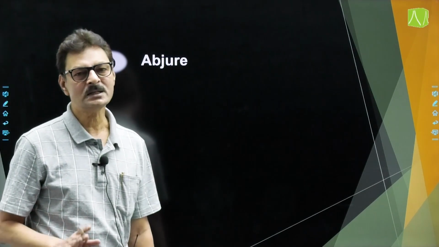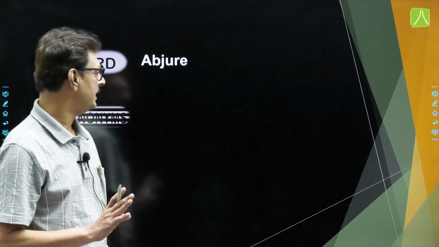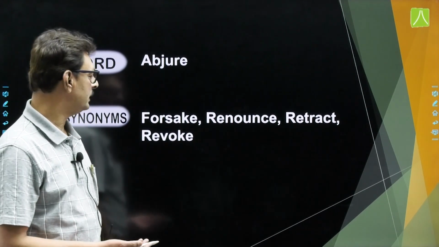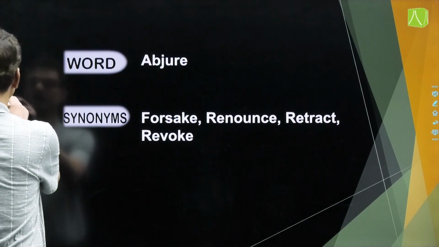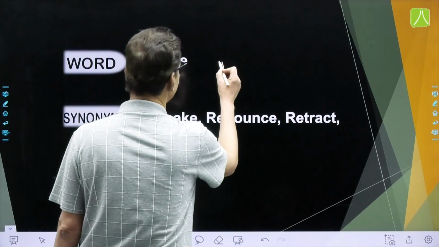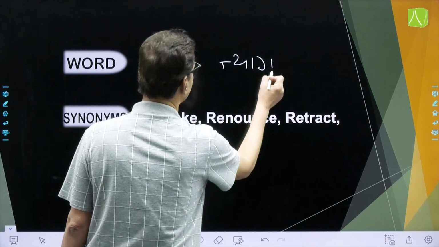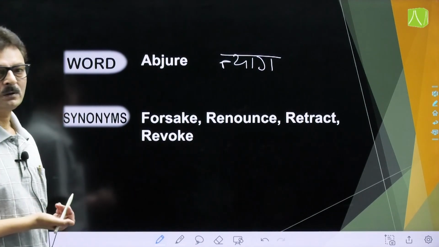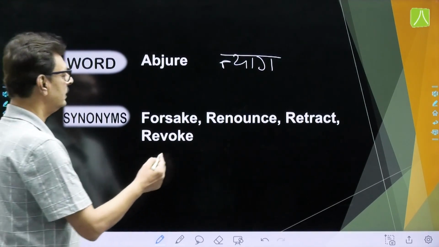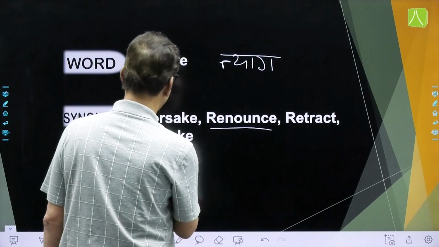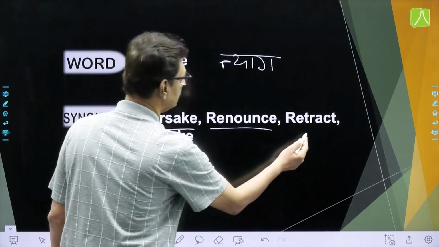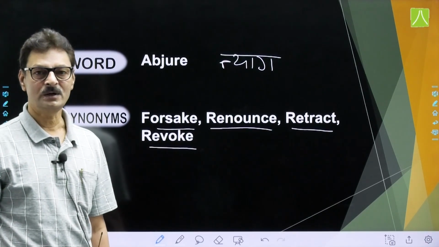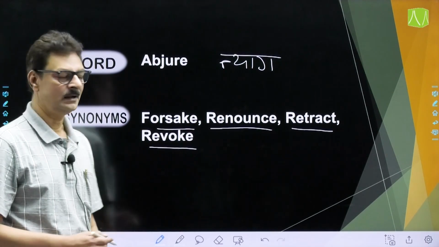Abjure. Yes, थोड़ा सा different word है abjure. And abjure is to forsake, renounce, to retract, to revoke. Or if you mean the Hindi word, abjure is त्याग करना. किसी भी चीज का त्याग करना is abjure. Forsake, renounce, revoke, yes, or retract are the meanings for this word abjure, which means त्याग करना.